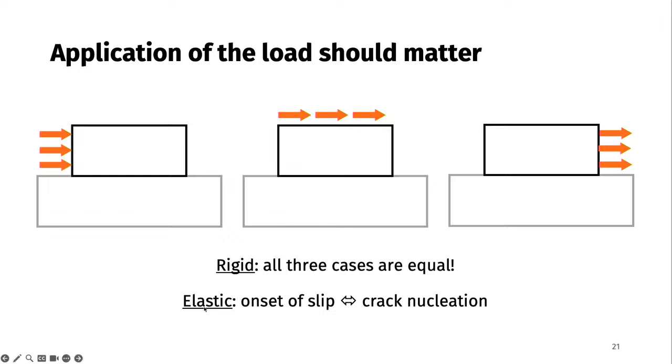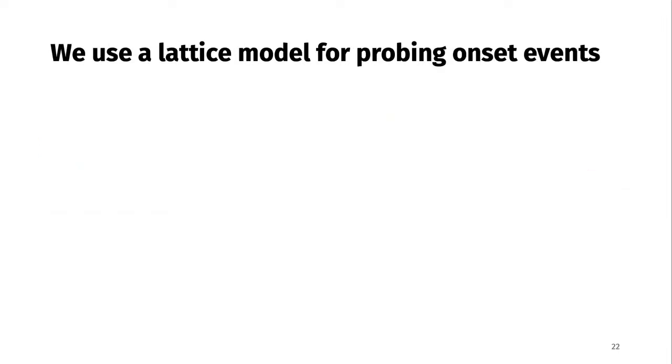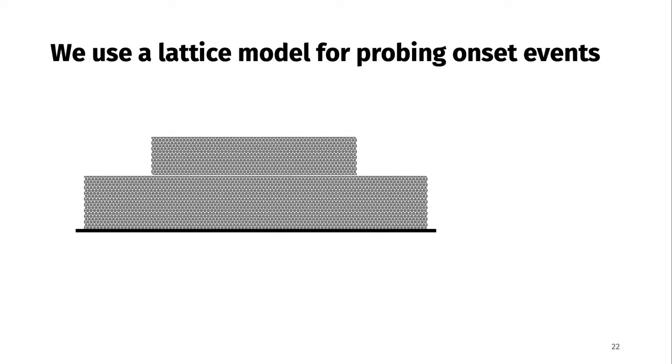For the elastic case, you have to make a distinction between these three cases, because if the body is stationary just before it starts sliding, the stresses developed at the interface will vary from this case to this case to this case. It's understandable, and so the three cases should be different. To look at where these onset events happen, what types of onset events happen, and why they happen, we resorted to a lattice model, and the idea again is very simple.